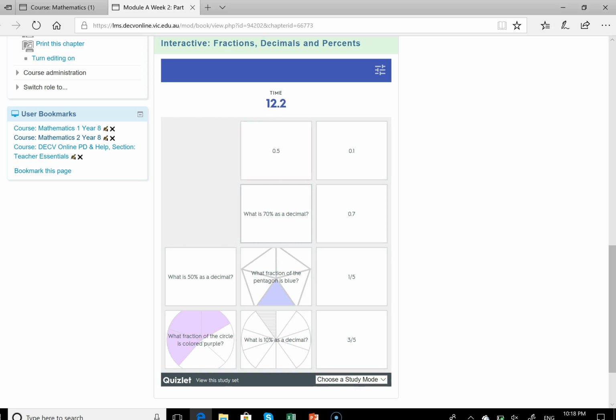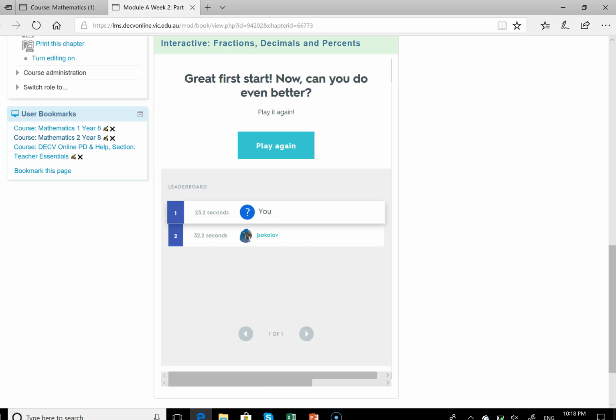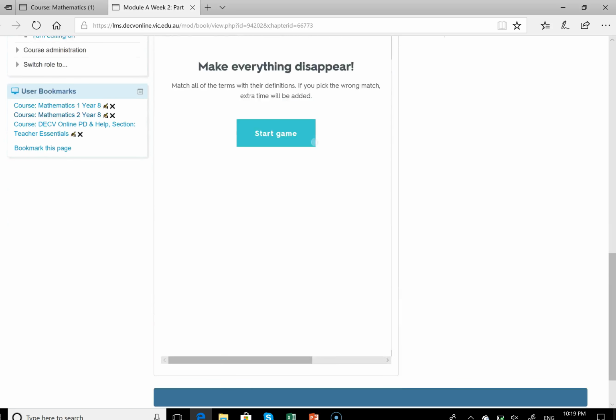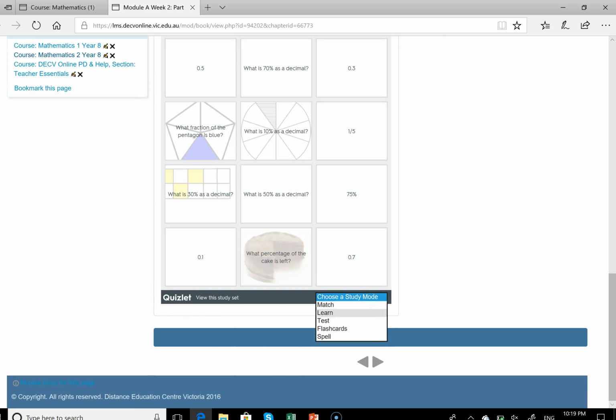percentage. Keep practicing with the game until you're confident that you can match up the fractions, decimals, and percents. I hope this helps with your understanding of percents, decimals, and fractions.